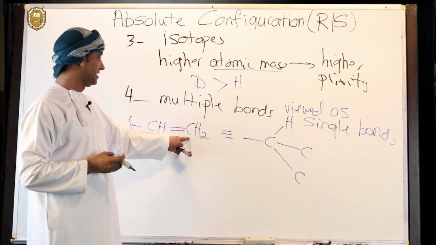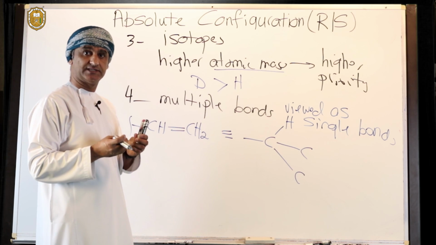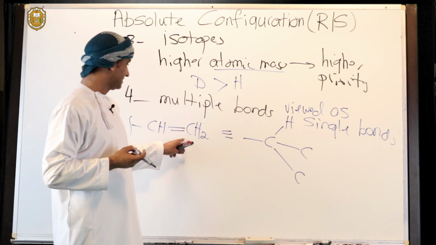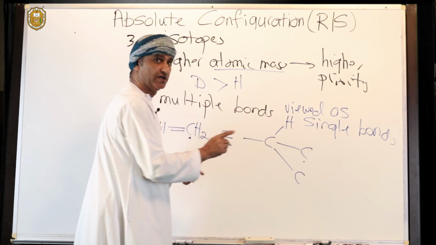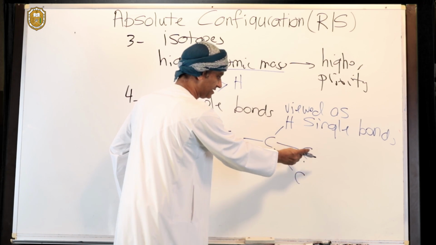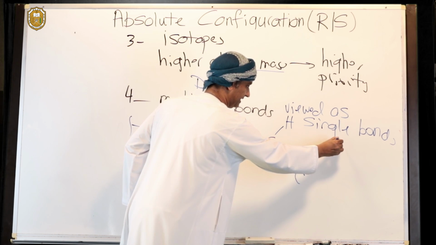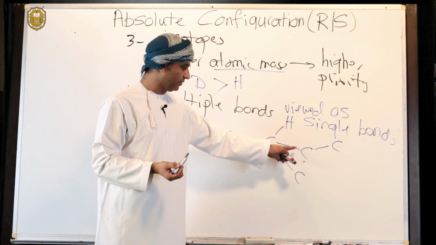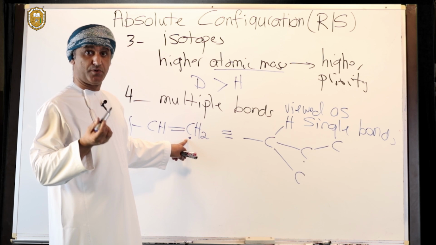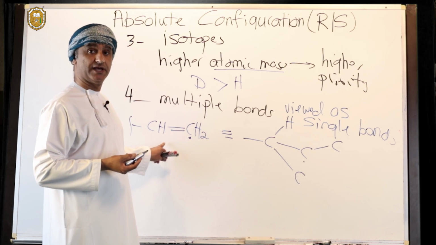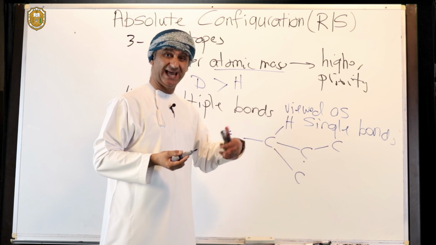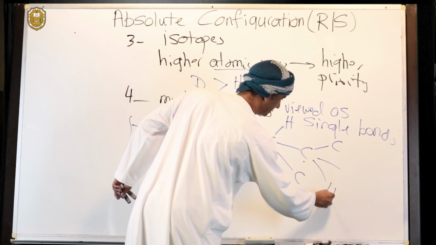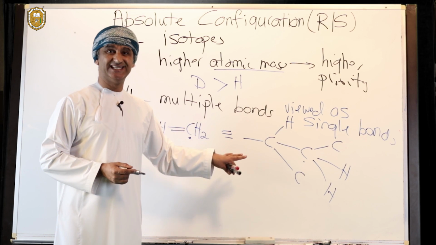Now this carbon has a double bond with that carbon, so again it's like it has two single bonds with this carbon. If we assume that this carbon is that carbon, then it should have two single bonds with the first carbon. So CC, CC, and CC. From the point of view of this carbon, it has a double bond with that carbon, therefore this can be viewed as single bonds, CC and CC. Now, this carbon itself has two bonds with hydrogen, so we should not ignore that. That's hydrogen and that's hydrogen. So this is how the bonding is detailed.